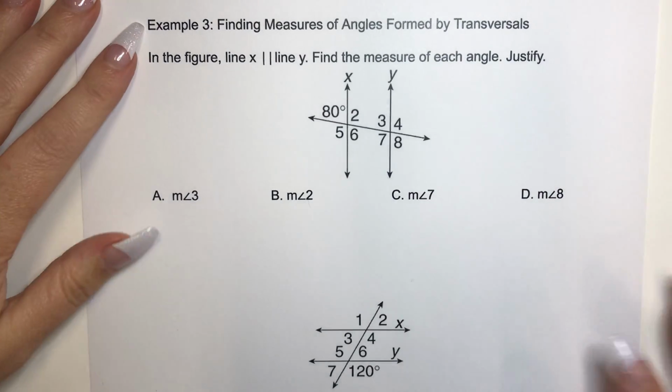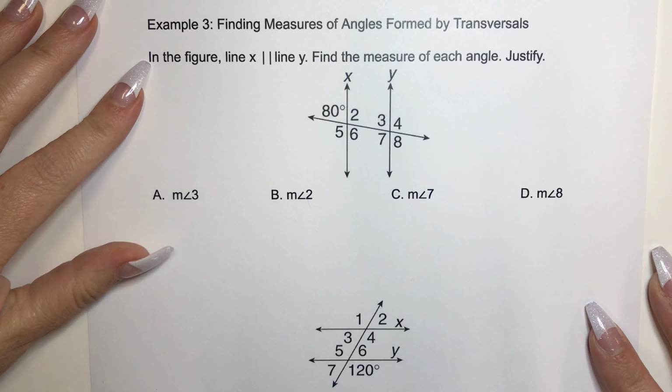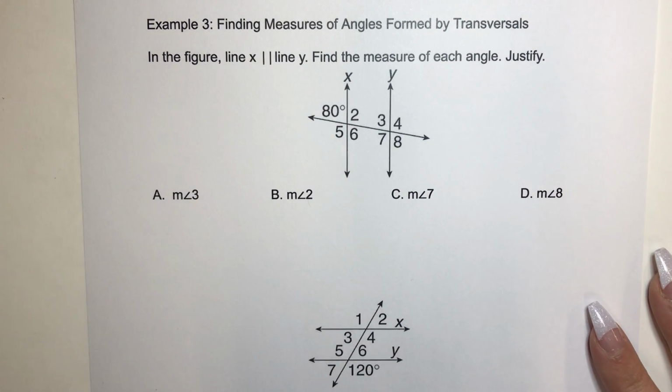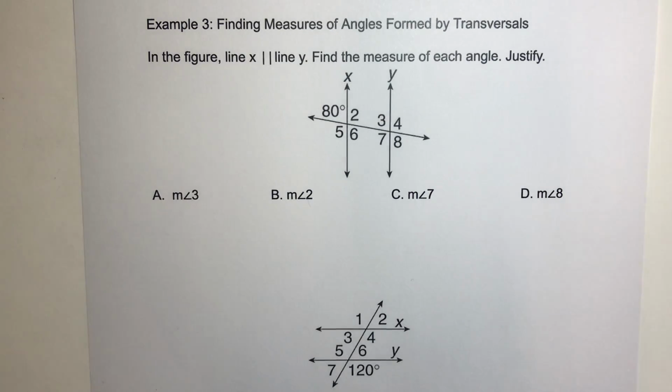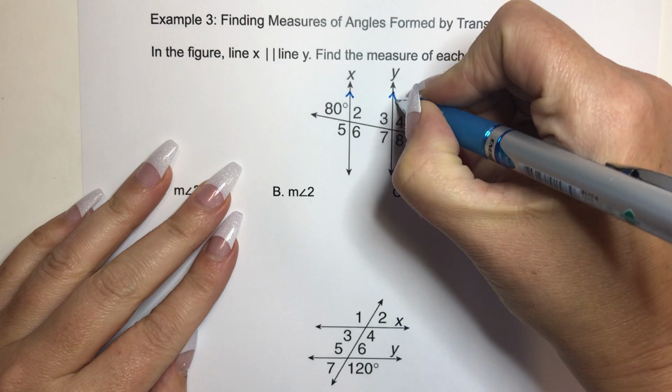All right, welcome back for example 3. We're going to be finding measures of angles formed by transversals. So in this figure, it says that line X is parallel to line Y. So I'm going to go ahead and make a little parallel mark right here just to show that those are parallel lines.